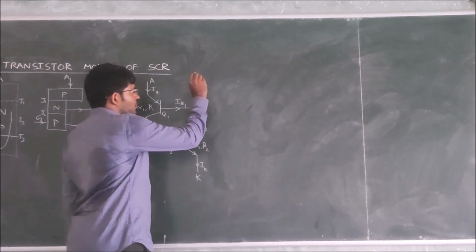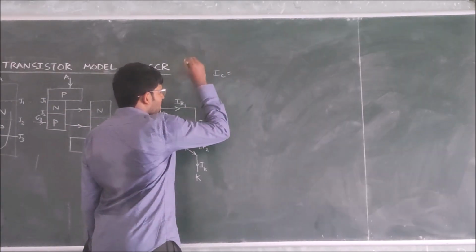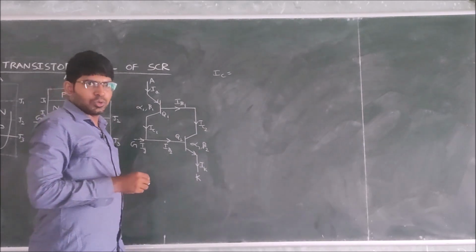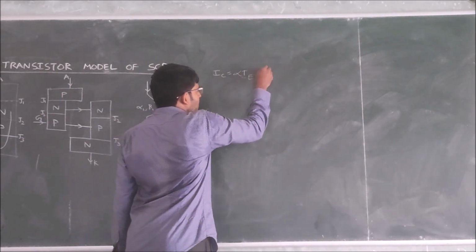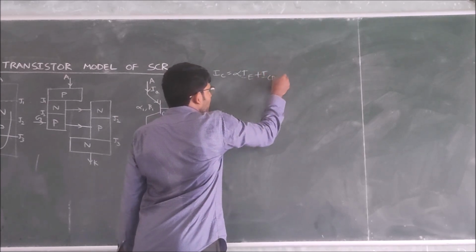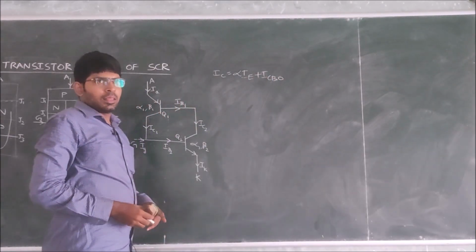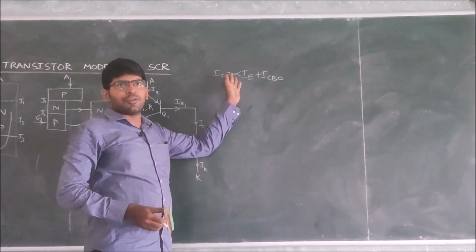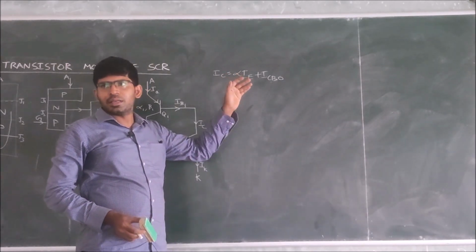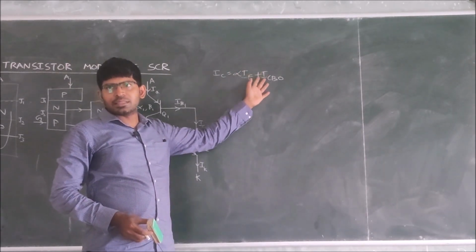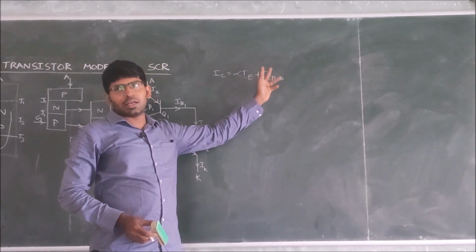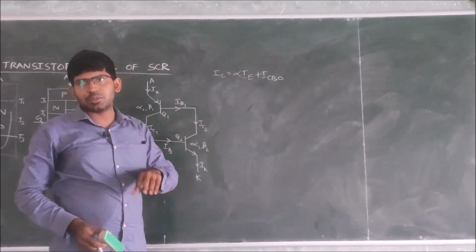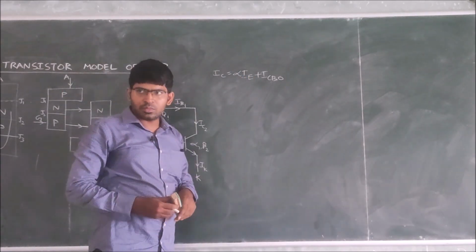We already know the collector current IC is equal to alpha IE plus ICBO. The collector current is nothing but a fraction of the emitter current plus the leakage current. That means when we open circuit the collector and base, whatever current we observe, that is ICBO.